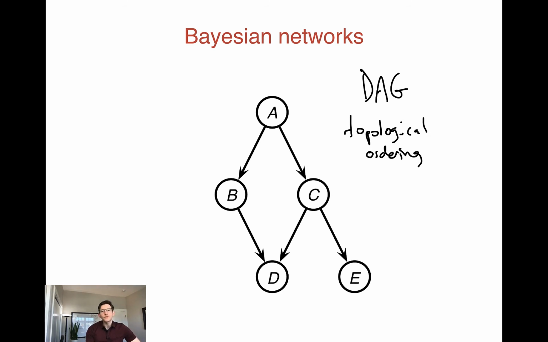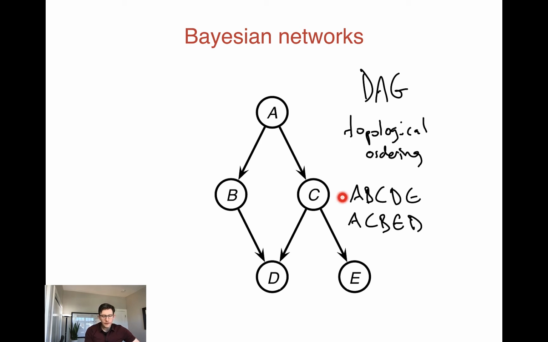That is, we can write the nodes in some order such that parents always occur before children in that ordering. So a valid topological ordering for this graph would be A, B, C, D, E. Another valid ordering would be A, C, B, E, D, and so on.